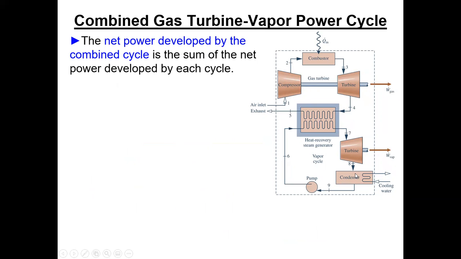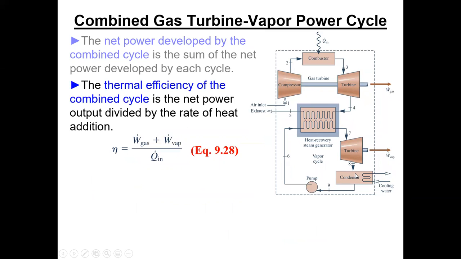Okay, so just equation-wise, it's pretty obvious now that the net power developed is what? We've got two turbines. So we've got work out of the gas turbine and we've got work out of the Rankine cycle or the vapor cycle. But in this simple situation, we only have one heat input. Now, I'll tell you, in the real HRSG, they put what they call duct burners in.